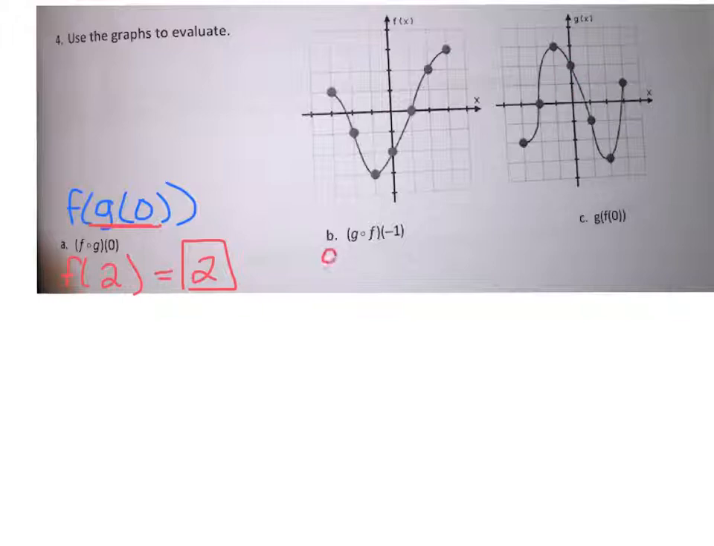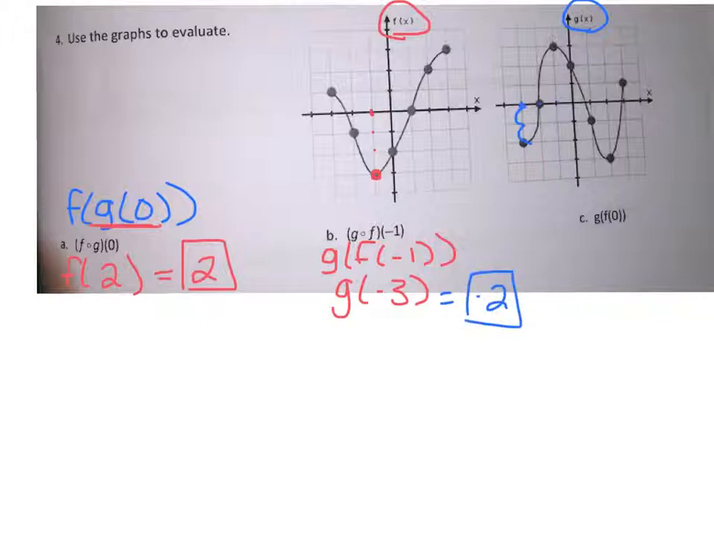Okay, so in B, you got g of f at -1. So starting on the f graph, count over to -1 on the x. This time we're going to count down to -3 until you hit that graph. So I got g at -3 now. So I'm going to go to the g graph, and I'm going to count over -3 on the x-axis, and I'm going to count down to the graph 2 spaces, so it'll be at -2 for a final answer.